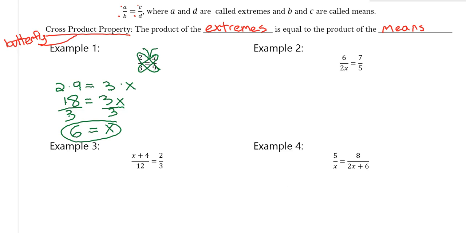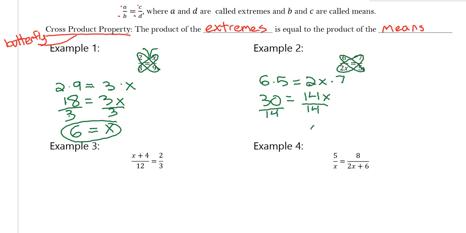Let's look at number 2. Same thing. I have 6 times 5. 7 times 2x, or 2x times 7, either way. So that's 30 equals 2x times 7 is 14x, right? Multiplying those numbers. Then I'm going to divide both sides by 14. 14 divided by 14 is 1. I'm left with 1x. 30 over 14, again, you can always use a calculator. That gives you 15 over 7. So x equals 15 sevenths.